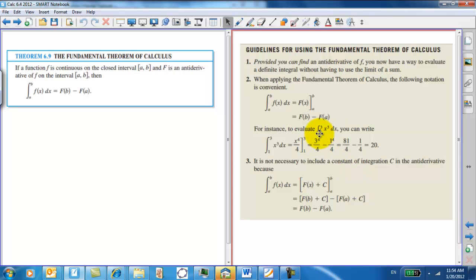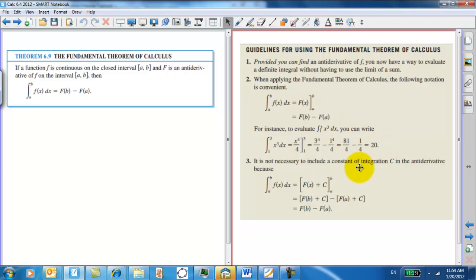For instance, to do the integral from 1 to 3 of x cubed dx, we do the antiderivative of x cubed, which is x to the 4th over 4, and then evaluate it from 1 to 3. So that means put the 3 in for x, put the 1 in for x, and look at the difference, and that'll tell you the definite integral.